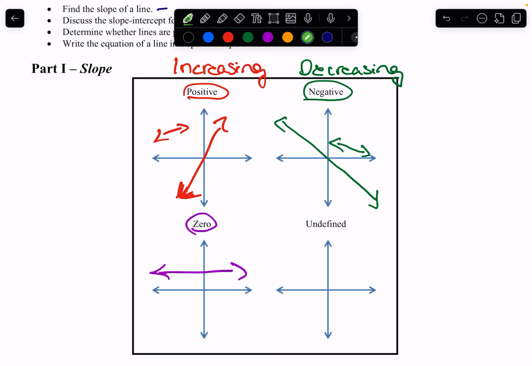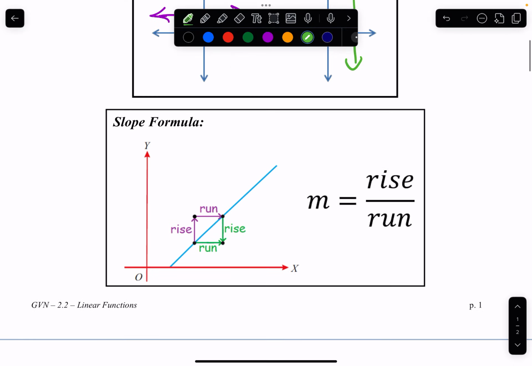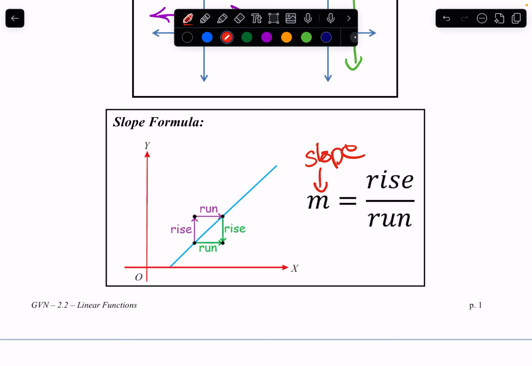The fourth one is undefined, and undefined is when we have a vertical line. Okay, so next we have the slope formula here. This m here means slope, and it is rise over run.